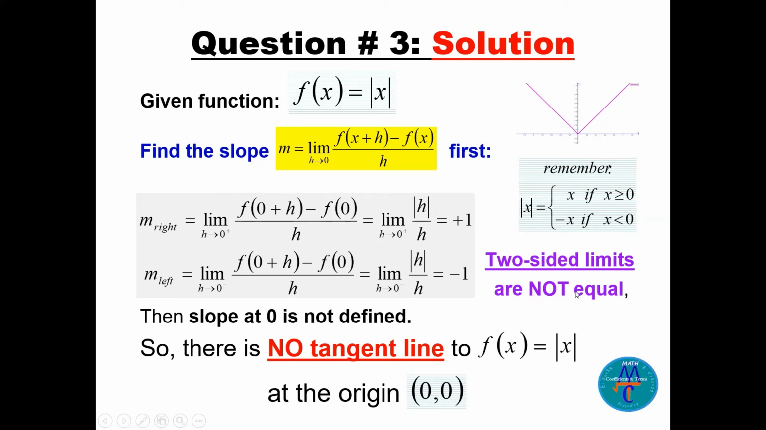The two-sided limits are not equal. So the slope is not defined. So there is no tangent line at 0. This is a continuous function. This one is a nice V-shape, but we cannot draw a tangent line at the origin (0, 0). Later we will see that we can call this a sharp corner.